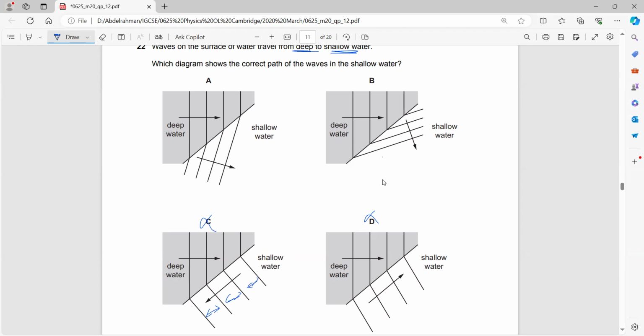As you're moving from deep to shallow, what happens to the wavelength? The wavelength has to decrease. So C and D are wrong. A and B could be correct, but B is wrong. Why? Because the direction has to bend downwards. So they will bend this way, as in A. So it is A. Yes, A is correct.